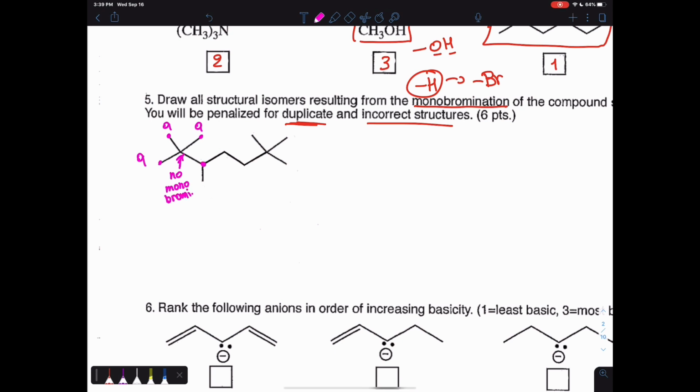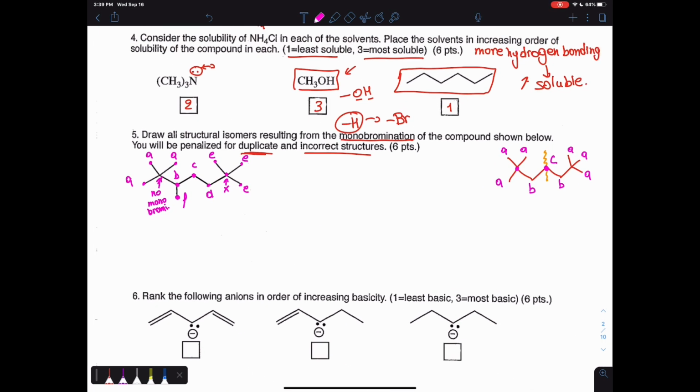This carbon is also different, so that's B. This hydrogen is different, so that's C, D. There is no hydrogen on this one, so that won't let me have a monobromination on it. And then I'm going to have E, E, and then E. And this carbon right here is also a unique hydrogen. The hydrogen on this carbon is a unique hydrogen, so that makes it F. And now what I do when it comes to monobromination is that I just want to add a bromine on every different letter carbon.